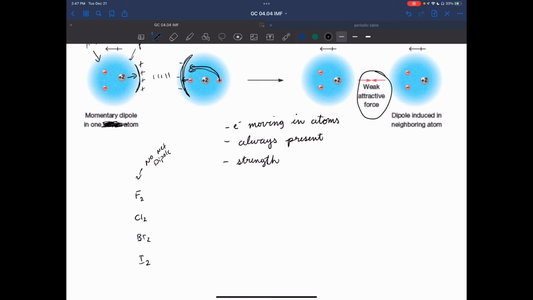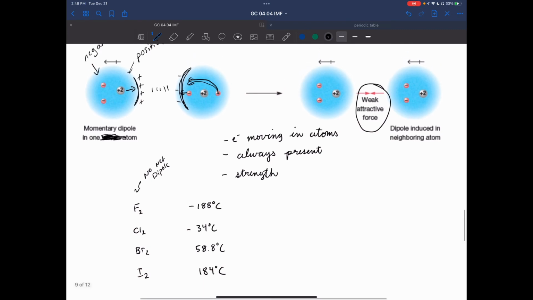And because they have London dispersion forces, we think, okay, they're going to have pretty similar boiling points. Well, this one is negative 188. This one's negative 34. This one's 58.8. And this one's 184 degrees Celsius. That's a massive difference. So clearly, these are van der Waals interactions only, and van der Waals interactions aren't always the same strength.